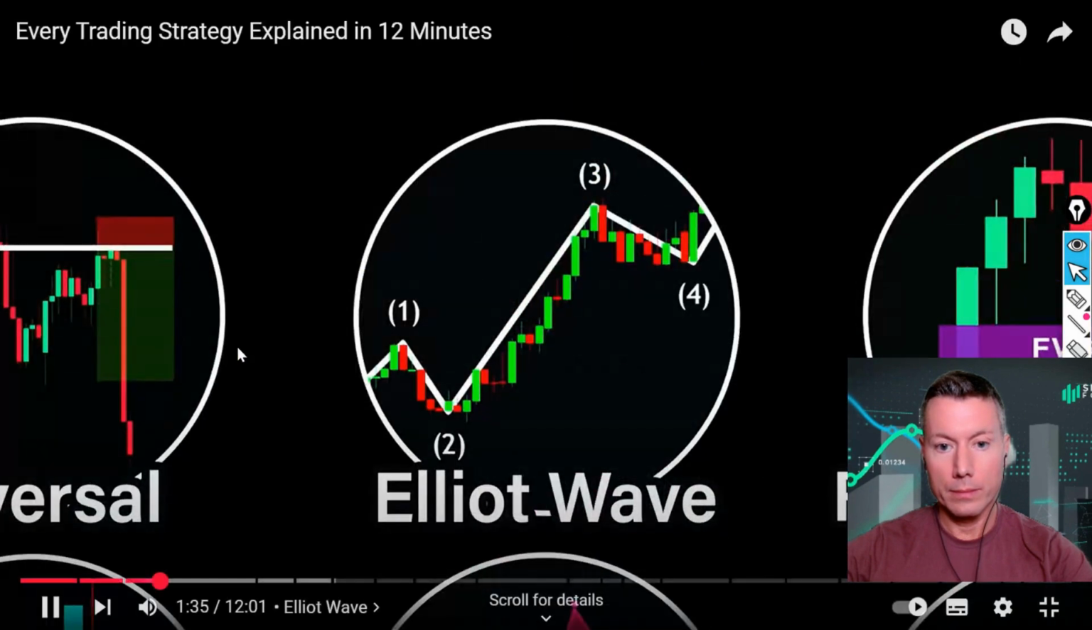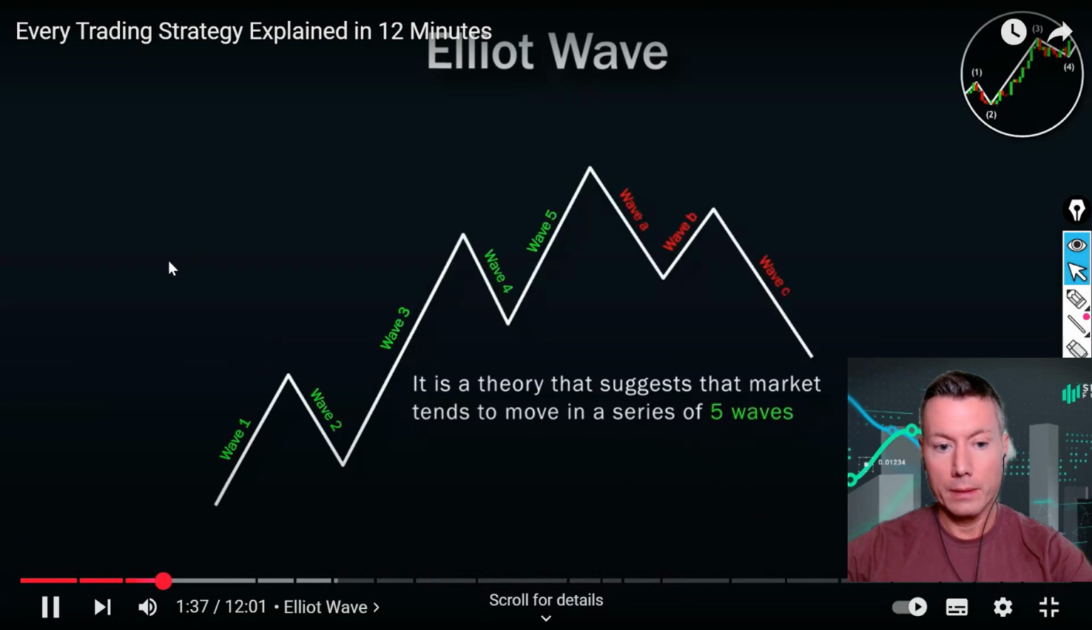Elliott Wave. It is a theory that suggests that market tends to move in a series of 5 waves before reversing and forming another set of waves in the opposite direction. So again, guys, this is price action 101. Now, a lot of people ask me about Elliott Wave. And for me, I just say it's simple price action, right? It doesn't matter if it's wave 2, 3, 4, 5, wave A, wave B, wave C, because the market can do whatever it wants. But if you know the trend and structure you're in, you are fine.